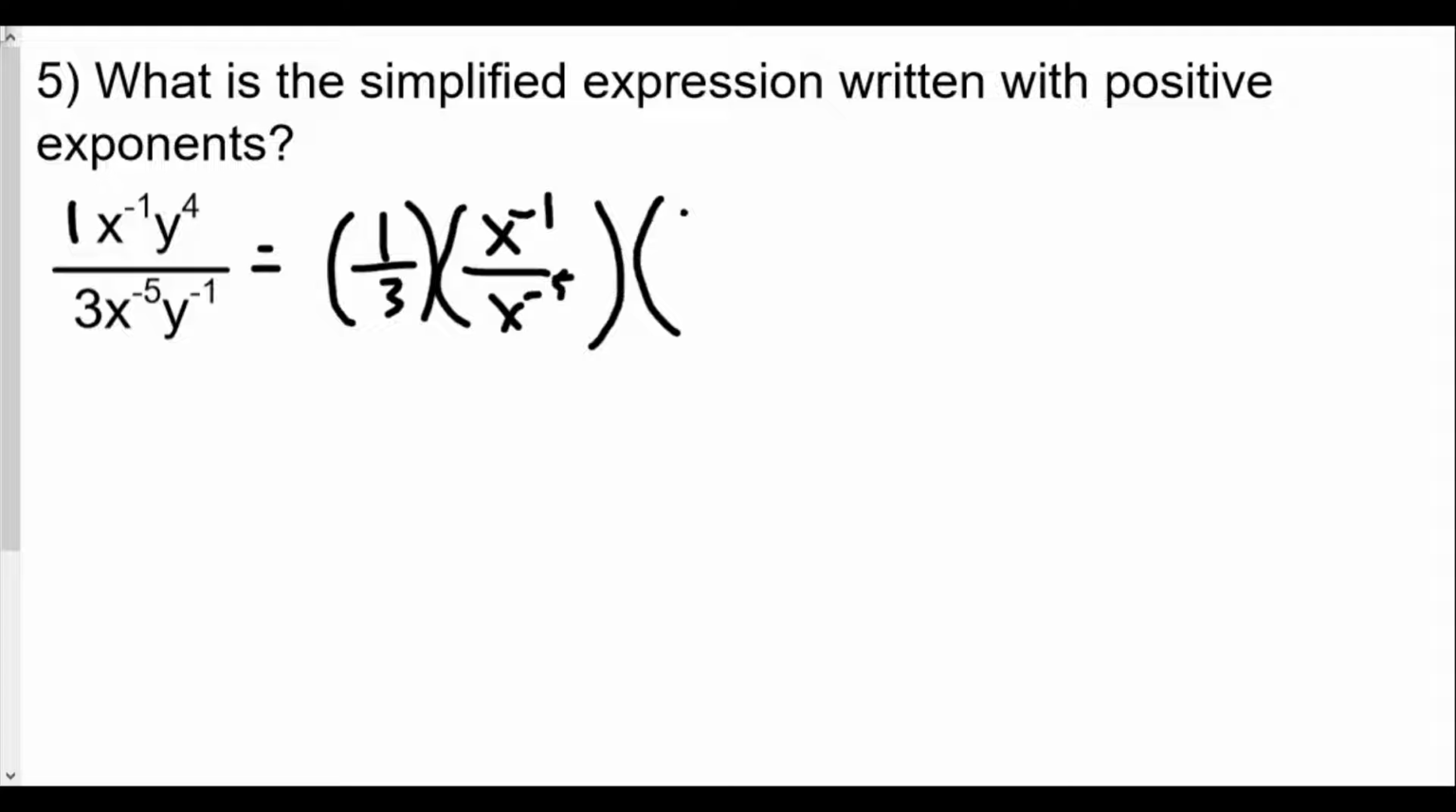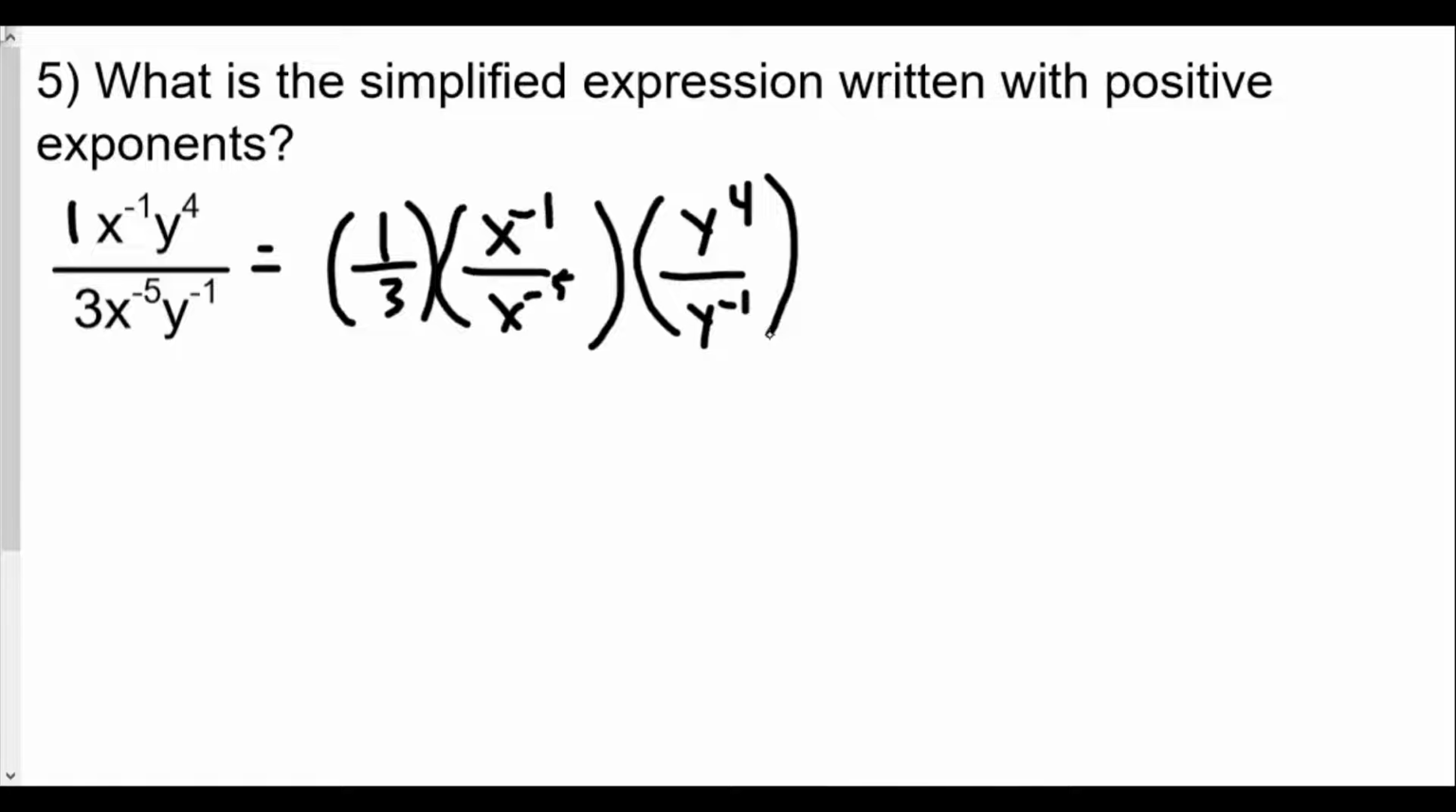The first method is going to be grouping together the like items because everything is multiplied. There's no adding, subtracting going on here. So I'm going to just put a 1 here. If I see questions like this, I rewrite them as grouping together all the like bases, in this case like variables and like numbers. The 1/3 I put together as a fraction, x to the negative first power over x to the negative fifth power. I put all the x's together, and I put all the y's together, y to the fourth over y to the negative first power. So this is one technique we can use.